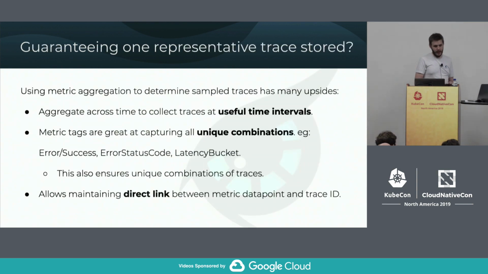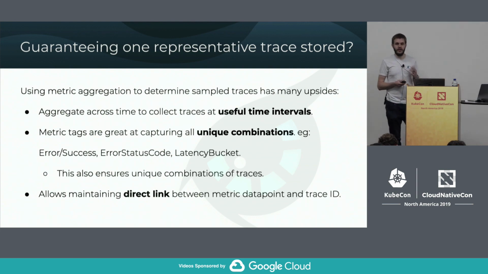So it turns out that using metrics aggregation has a lot of upsides for keeping traces that are interesting to a human. Firstly, it aggregates them across time, so it's going to make sure that you consistently get a certain amount of traces at a useful time interval that's meaningful to you. Metric tags are also great at capturing unique combinations of events. You already break up your metrics by error, success, error status code, and the latency bucket that a request is falling into for a representative data point.